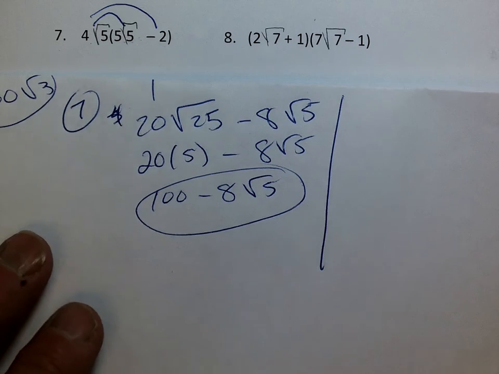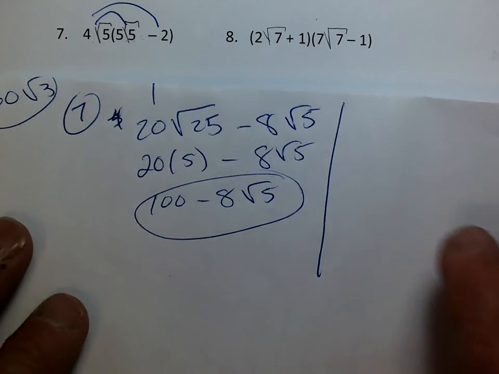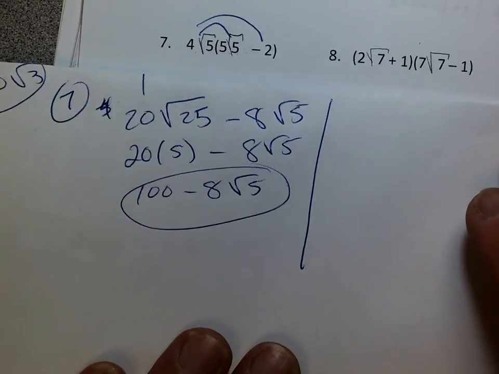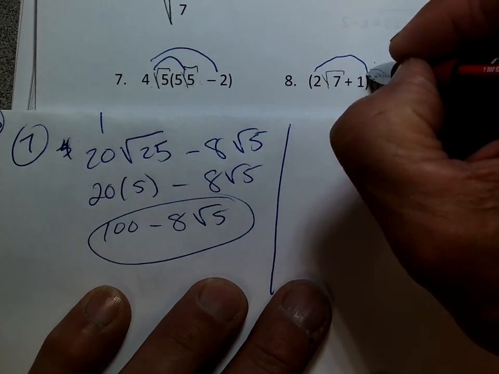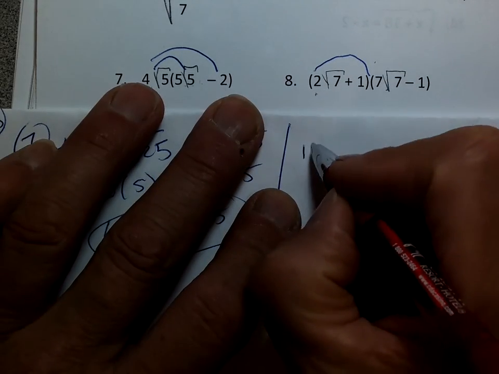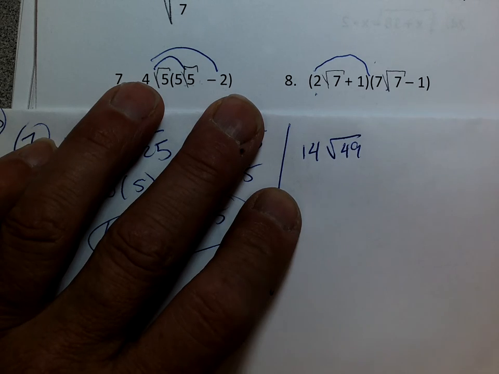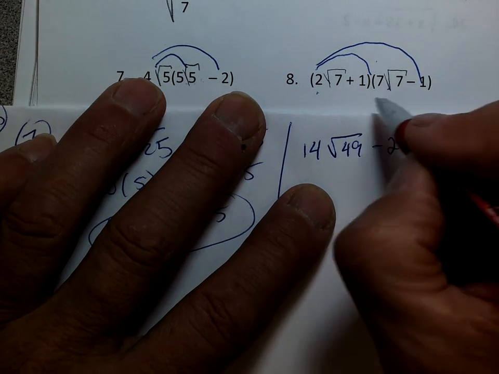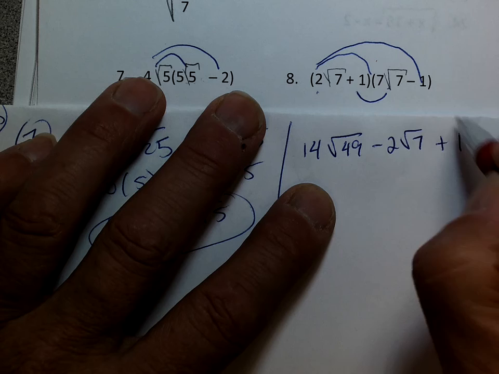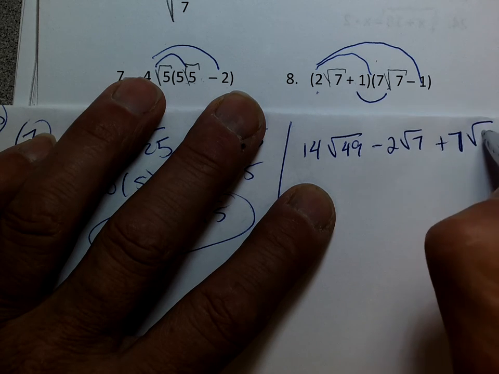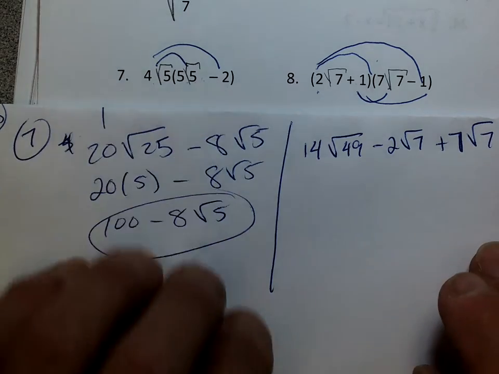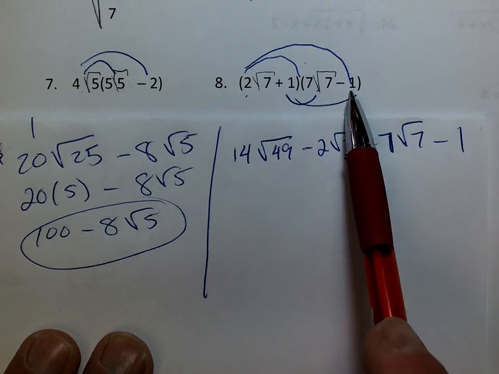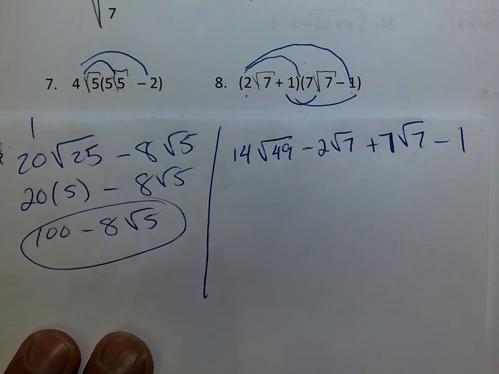Alright, slide over. Now, 8 is a FOIL problem. Amber, you good? Okay. Alright, let's do a little FOILage, huh? We're going to get 14 square roots of 49 minus 2 square roots of 7 plus 7 square roots of 7 minus 1, okay? So first, outside and inside, I've got 14 square roots of 49 minus 2 square roots of 7 plus 7 square roots of 7 minus 1, okay?